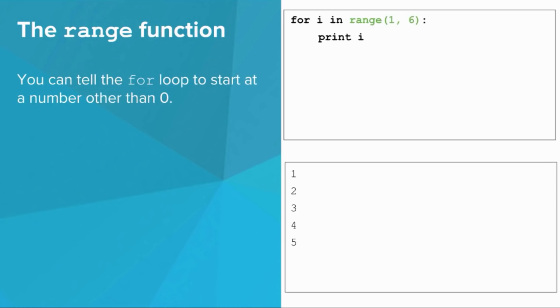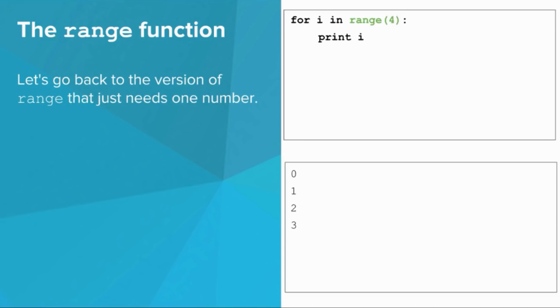You can also tell the for loop to start at a number other than 0. To do this, give 2 numbers to range. The first number is the starting number, and the second number is 1 past the ending number. In this example, the variable I will start at 1, and it will gradually be incremented up to but not including 6. Finally, you can tell range to change I by a different step size than 1. In this example, I goes up by 2 each time. It still starts at 1 and goes up to but not including 6.